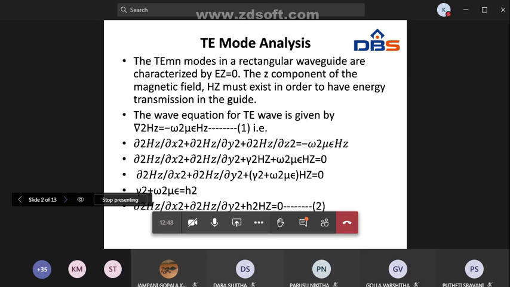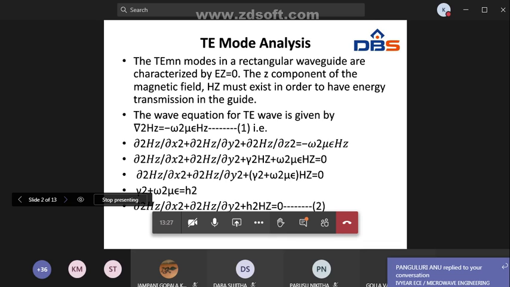Okay? If you substitute M equal to 1 and N equal to 1, then all four components will exist. So that's why TM11 mode can exist, and TM12, TM21 and higher modes can exist in the TM wave. So those are the different modes in TM wave. In TM wave we have TM11 onwards.